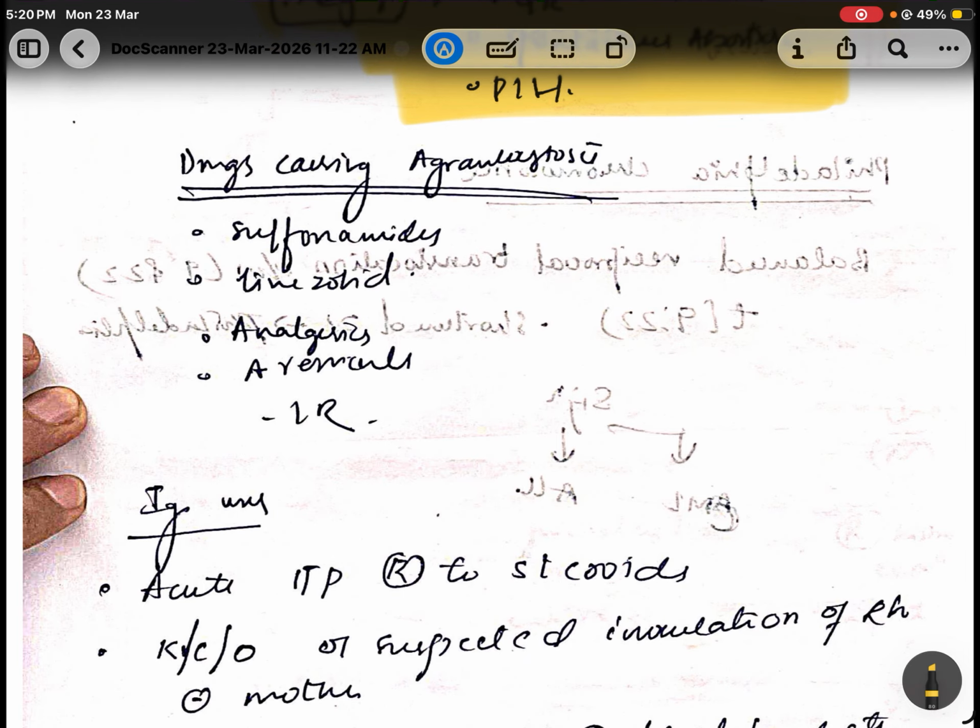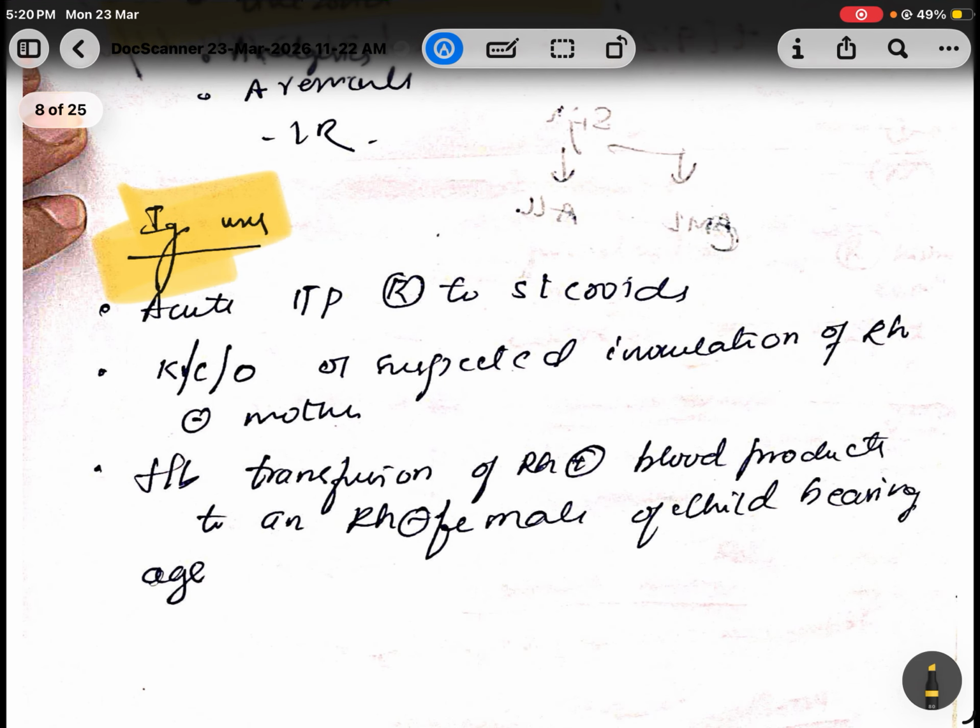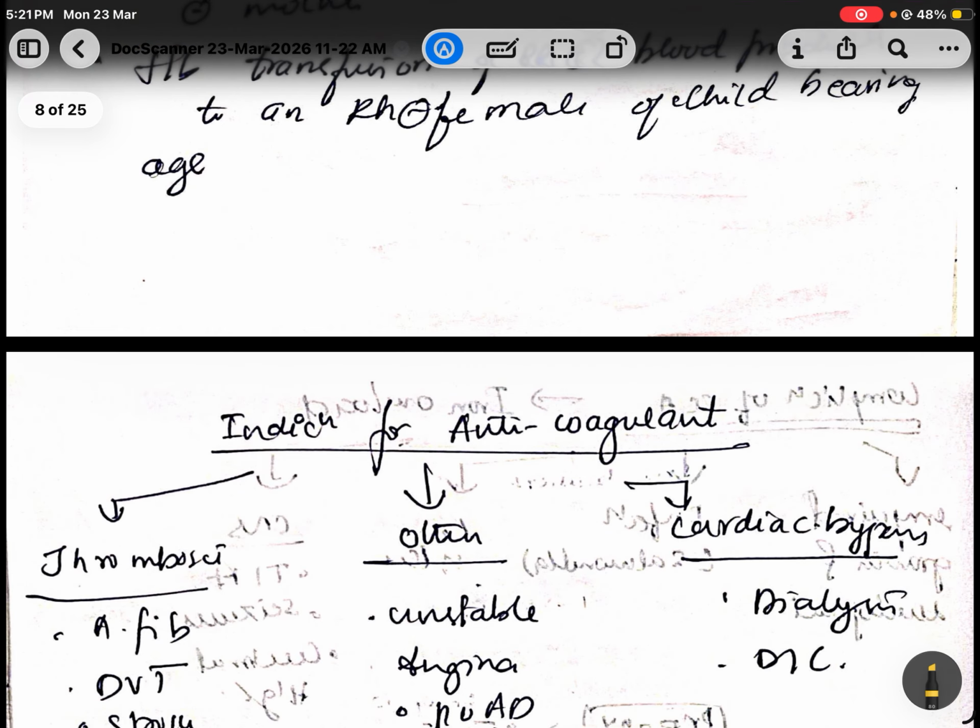And these are the drugs causing agranulocytosis. Never miss the sulfonamides and linezolid. And after that, immunoglobulin uses, again divided into autoimmune cause, infective cause, and all those things, and present it accordingly. Here, I have just given you an overview of what the causes of it are.